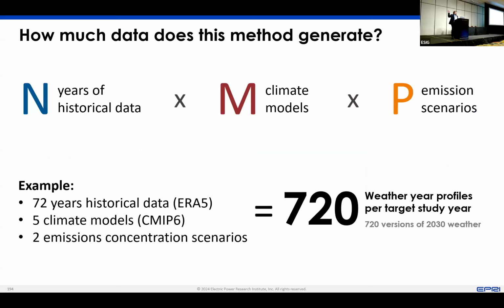So how much data does this generate? It's basically a function of how many years of historical data you provide, how many climate models, and then how many emission scenarios you look at. In an example that we've done in some studies, you can get back 72 years of ERA5 data. We've pulled 5 climate models from CMIP6, and then you can look at 2 emission scenarios. That gives you 720 different years of potential weather data that you could use in your study. So that's the scale of it. Yes, it's a lot of data, but it's not just to have a lot of data. It's that then you can do probabilistic assessments or Monte Carlo. You want to have that large amount of data to look at different scenarios.